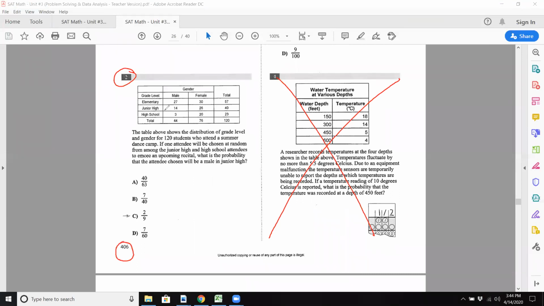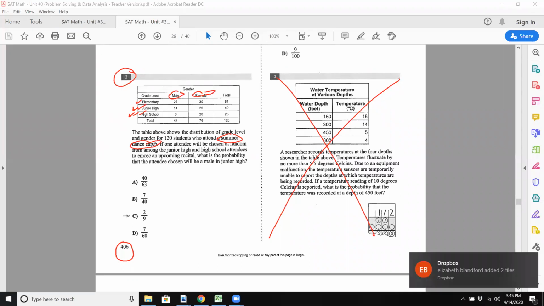So what's going on here? We're looking at 3 different grade levels: elementary, junior high, and high school, males and females, and just saying how many people are at each of those schools. So apparently at the elementary school, there are 27 males, 30 females. At junior high, there are 14 males, 26 females, high school 3 and 20. And this is for a summer dance camp, by the way. So maybe just survey like, do you go to elementary, junior high, or high school, and are you boy or girl, right? So apparently 120 people total. So we got to read this very carefully. So I'll get a highlighter out.